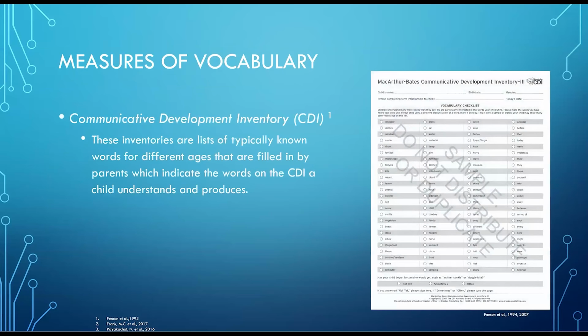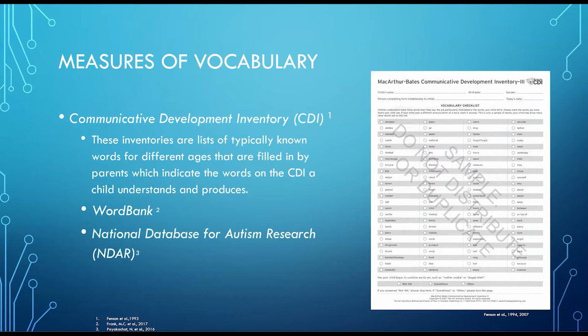To obtain our vocabulary data, we use the Communicative Development Inventory, which is a well-established parent report instrument for assessing the development of early vocabulary. This information is contained in Word Bank for typically developing children and INDAR for children with autism.